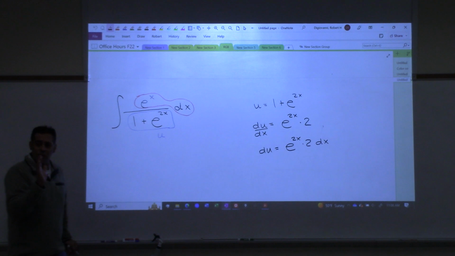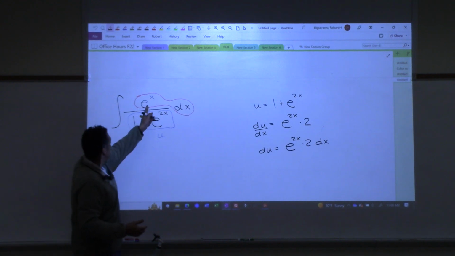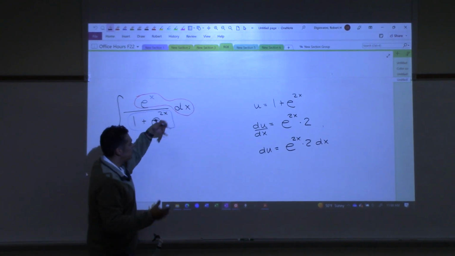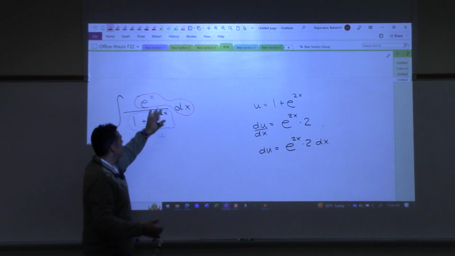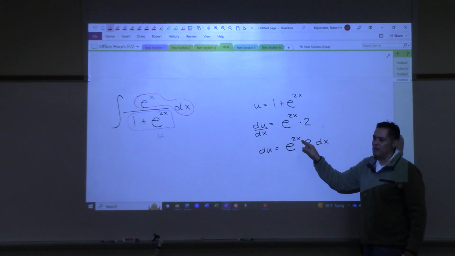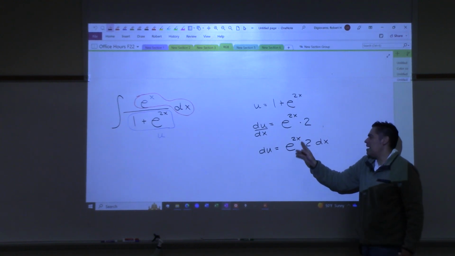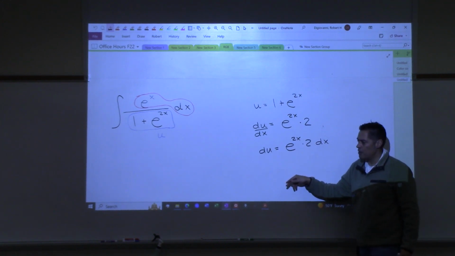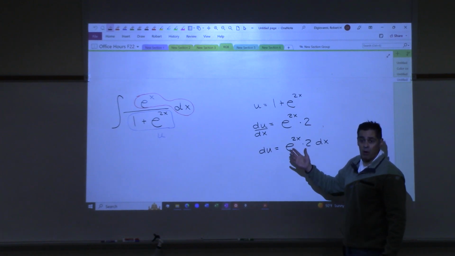So let's first agree that there's nowhere we can go with this, because we need to somehow get this replaced with something that has u's in it, and the only thing we can use is this piece right here, and this has an e to the 2x, not an e to the x. So there's no way we can just get rid of that 2. You all see that? So this isn't going to work, which is okay.